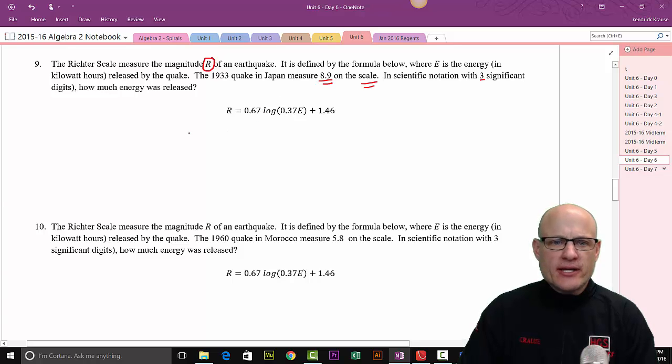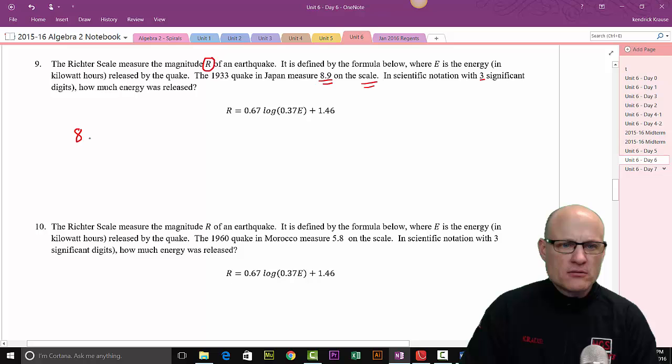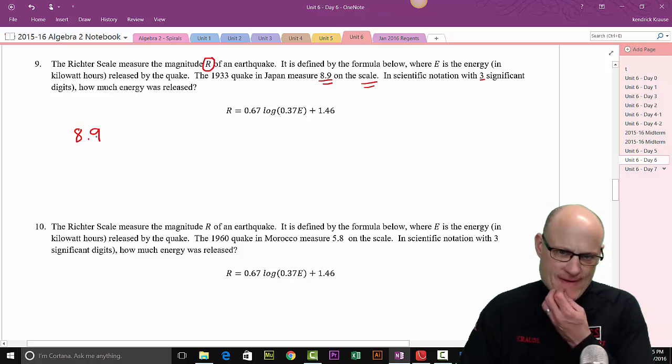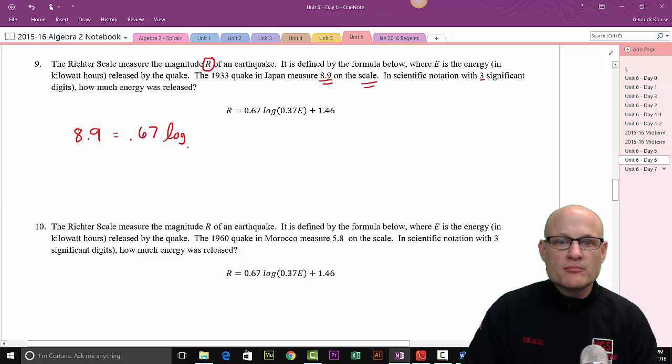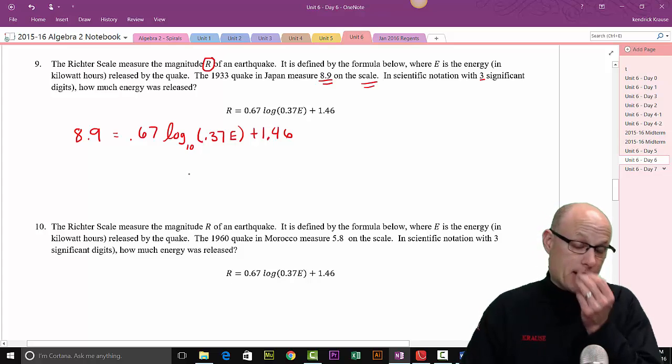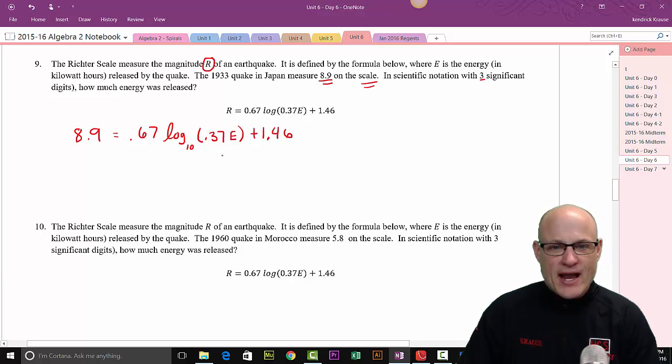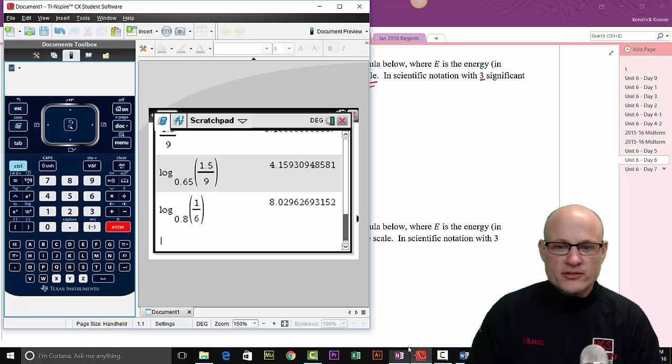So I believe we're going to put in 8.9 here for R. That's the magnitude, and that was 8.9 on the Richter scale, is equal to 0.67 log base 10 of 0.37e plus 1.46. So that's what we got, really. Now, I put the 10 in there. It wasn't in there. So I'm going to have to subtract this 1.46, and then I'm going to divide by this. So let's do this.